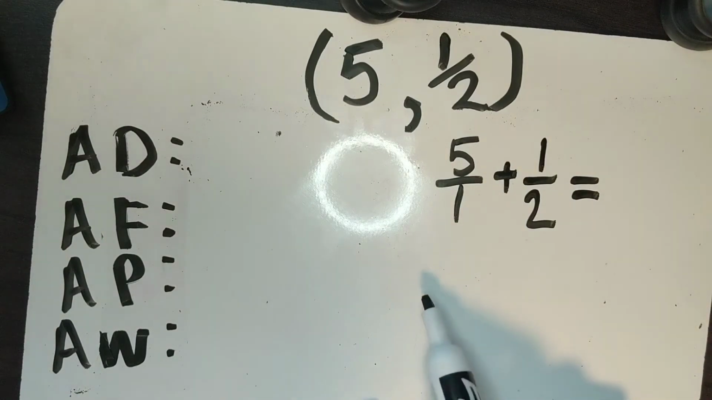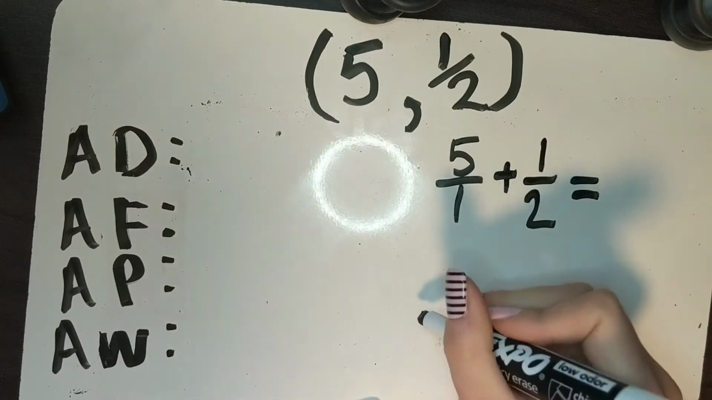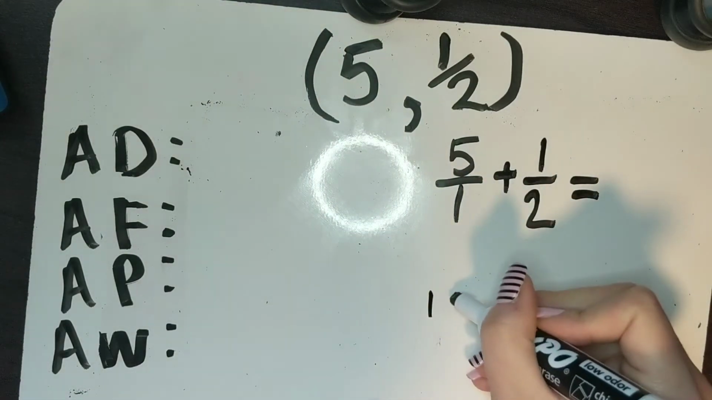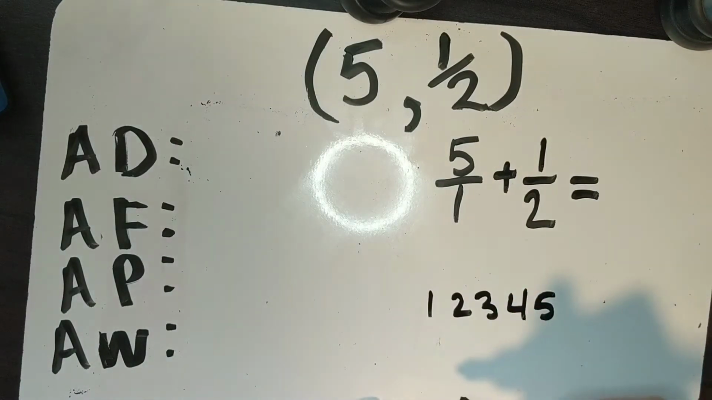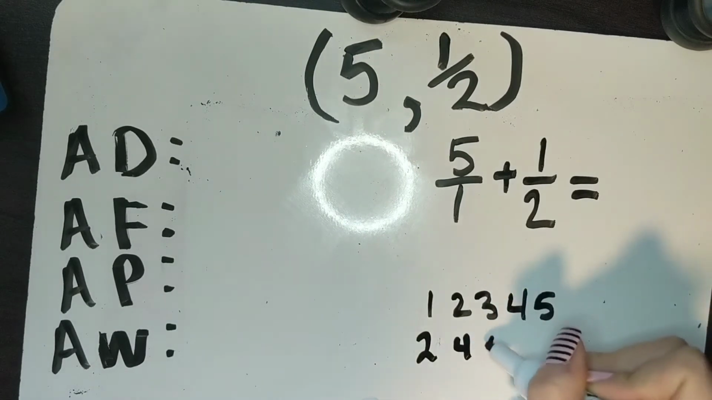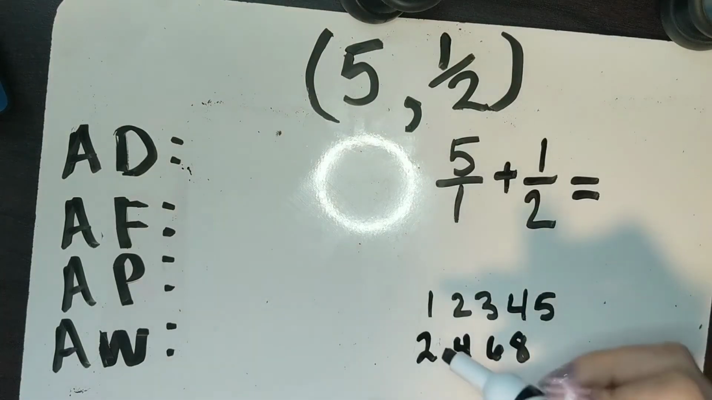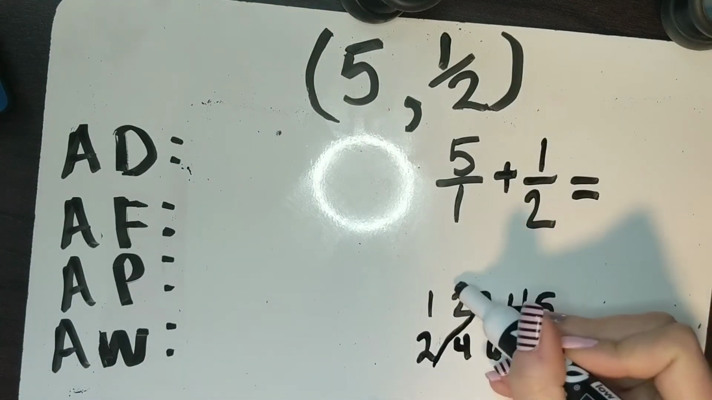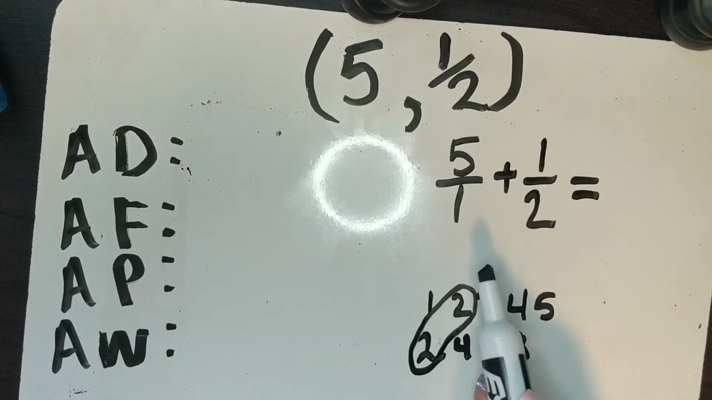So to do that, I need to list the multiples of each one of these bottom numbers. So if I list the multiples of 1, I have 1, 2, 3, 4, 5. If I list the multiples of 2, I have 2, 4, 6, 8. I'm trying to find now, do they have numbers in common? Yes, they do. The number that they share in common is 2. So that's going to be my new denominator, okay?